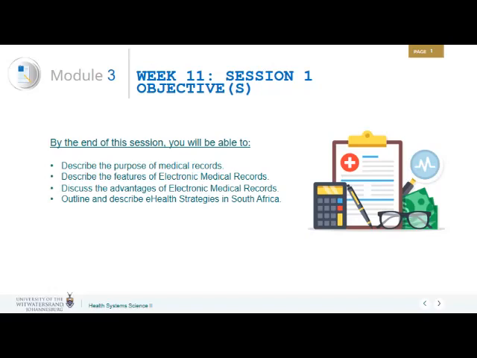We will discuss some of the features of electronic medical records, and in so doing, we will see that there are a number of advantages in using this form of record keeping. We are also going to look at some of the e-health strategies that have been applied in South Africa to try address the challenges that we raised with the district health information system.